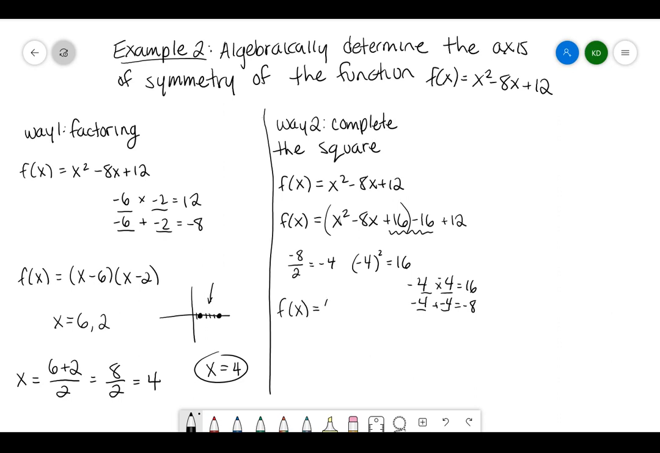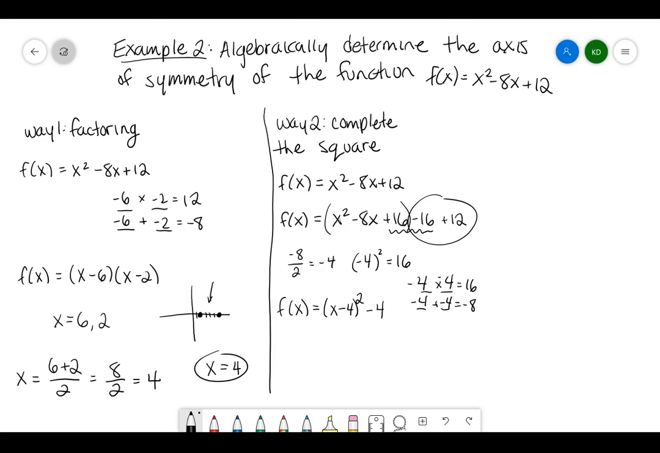I can jump right to my factors. I'll have x minus 4, because I'll have 2 of them that are going to be the same, so I'll have it squared. And then I just need to put together these 2 numbers at the end, which will give me -4. And now I'll have a vertex at (4, -4). The axis of symmetry is always going to be the x value of the vertex. So once again here, I'm getting x equals 4.